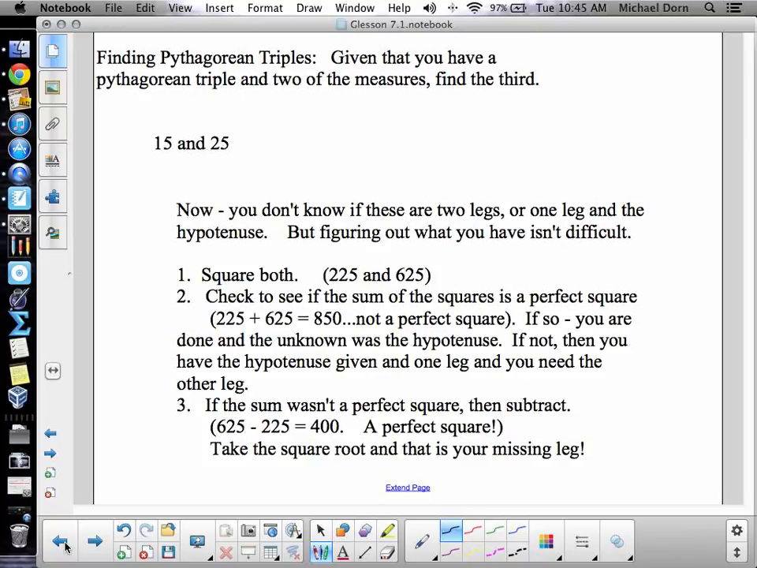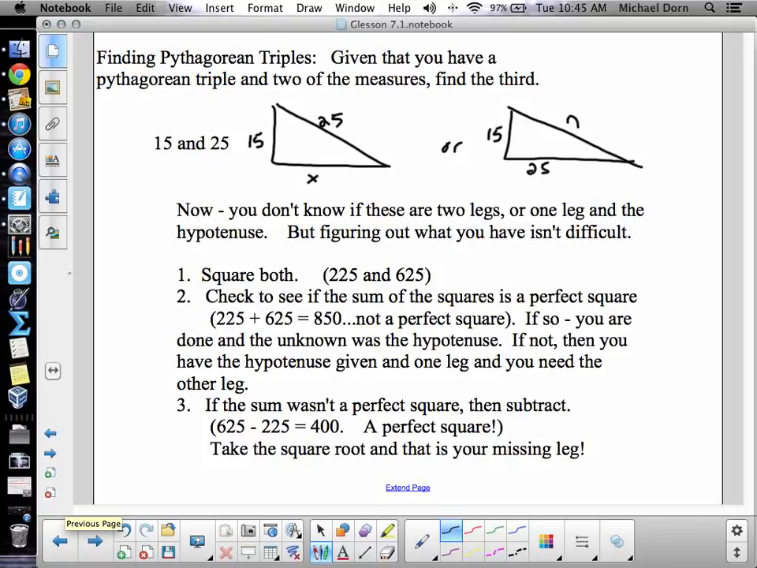Now, whenever that happens, there are 2 possibilities. Maybe I gave you one of the legs and the hypotenuse. Maybe I gave you both legs. You have to do a little bit of guess and checking to see which one works out. So let's say I had 15 and 25. Either it's 15 and this is 25 and that's my unknown, or I have 15, 25, and this side is unknown. I'm not sure which situation I have, so I solve both of them to see if either one or both give me Pythagorean triples.